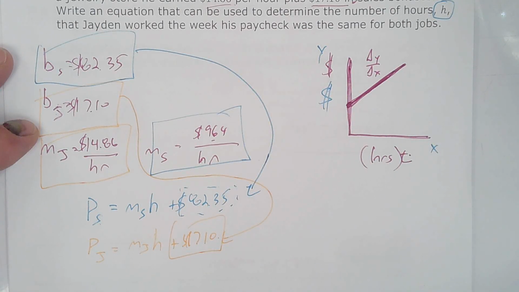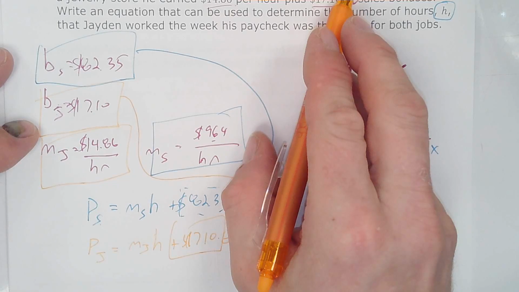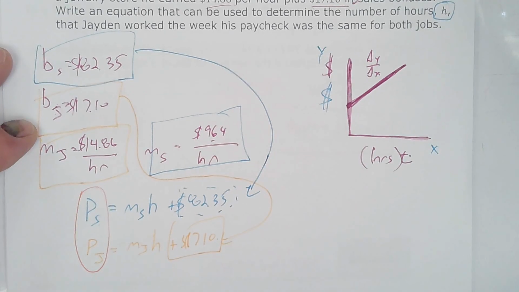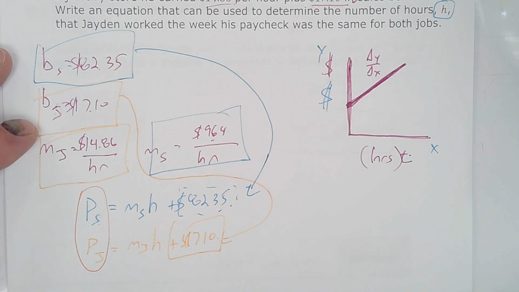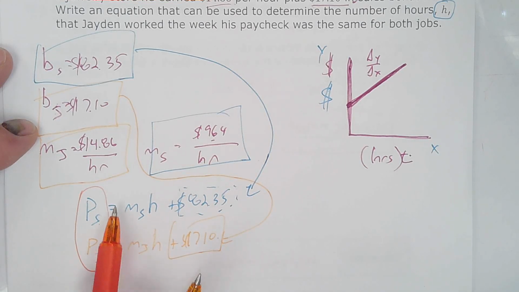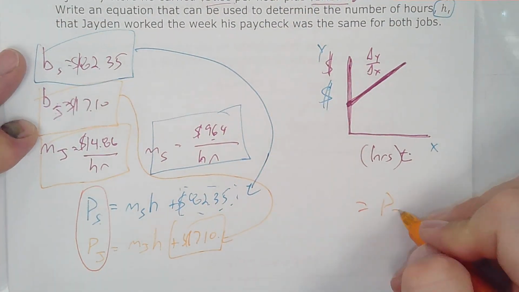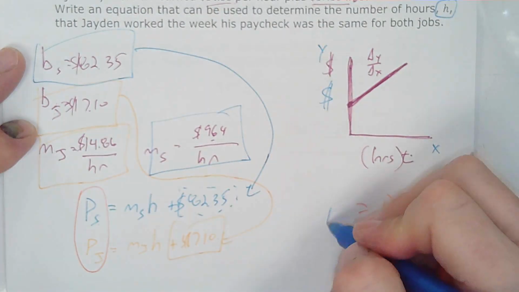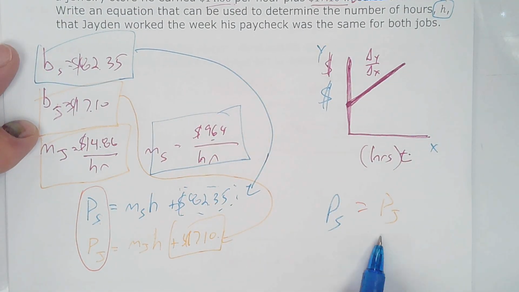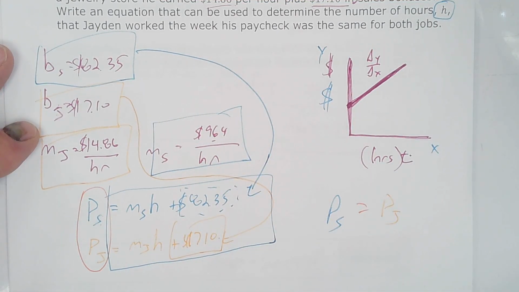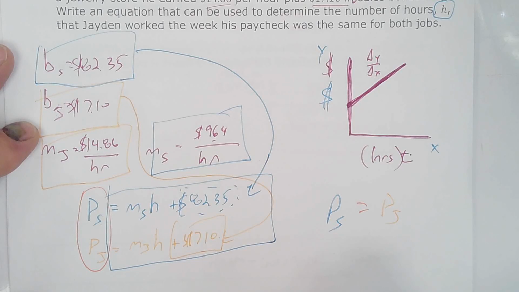So now I'm like, hey, the paycheck was the same for both jobs. These are the paychecks, which is the sum of my kickers and my rate times my hours. So I can say that PJ equals PS. My pay for my jeweler was the same as my pay for my server. If that's the same, then what can I say about these two equations? They're the same. I can set them equal to each other.